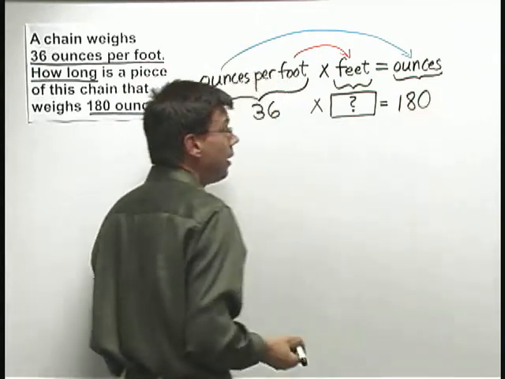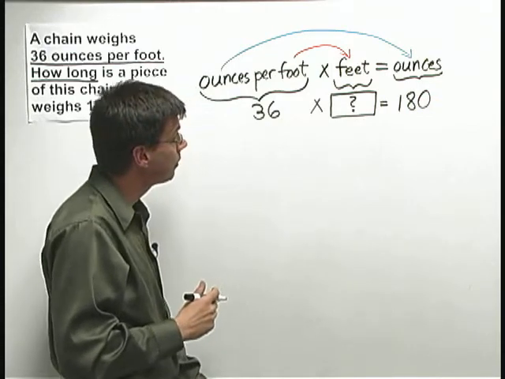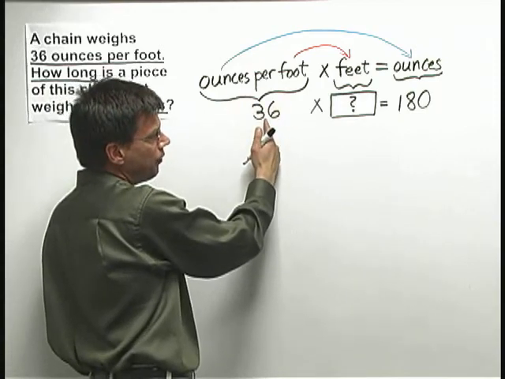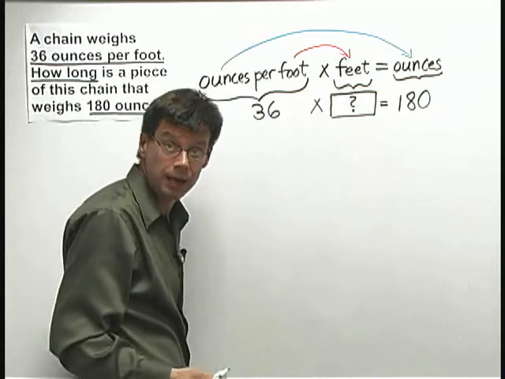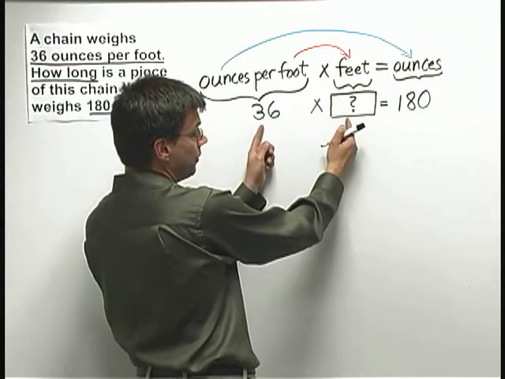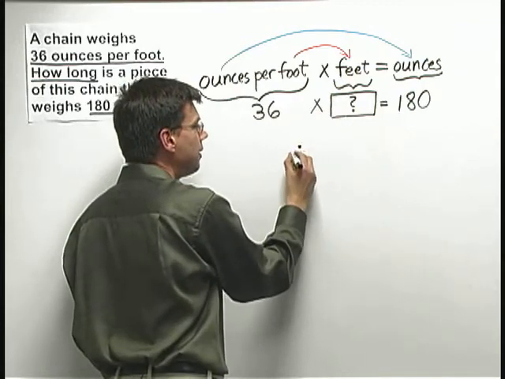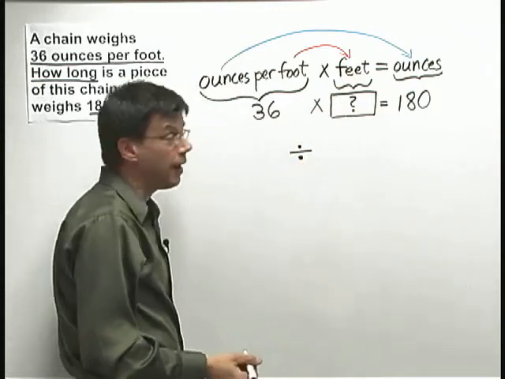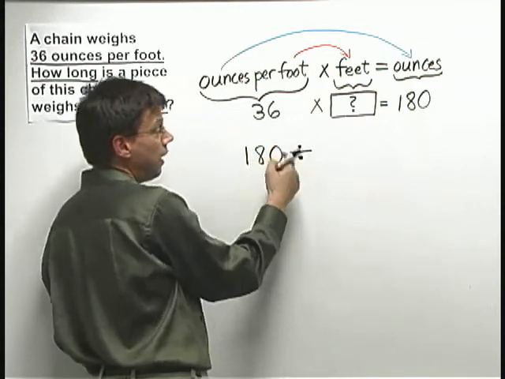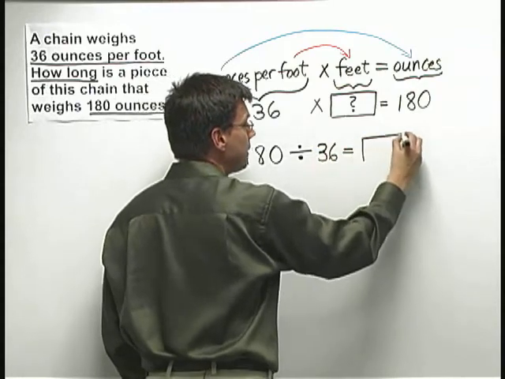is the total weight of the longer piece of chain. That's a piece of chain I just pulled out of my shirt. So when we fill in the numbers below the unit equation, we have 36 times box equals 180. While this is a multiplication statement, we're missing one of the multipliers here. We're missing the number of feet. So we can divide to find the number of feet. We take the answer to the multiplication problem, that's the 180, and divide by the multiplier we have, 36, to get the missing number.